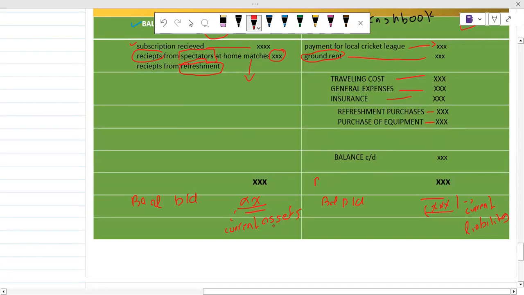Okay, current asset. For example, we have balance b/d of $1,000. So we will transfer this $1,000 under the current assets by the name of bank balance, or you can say bank, whatever you want to write. Mostly examiners use the bank terminology most of the time. So we will write bank and just write $1,000 straight here. Okay, so this is our receipt and payment account.